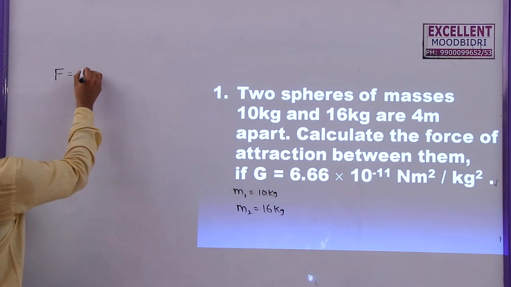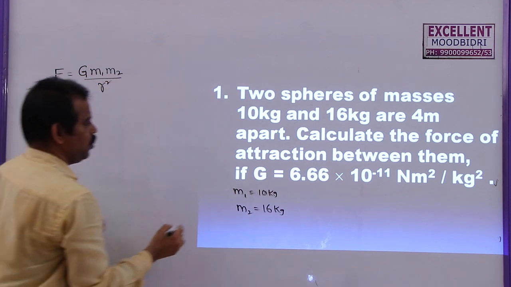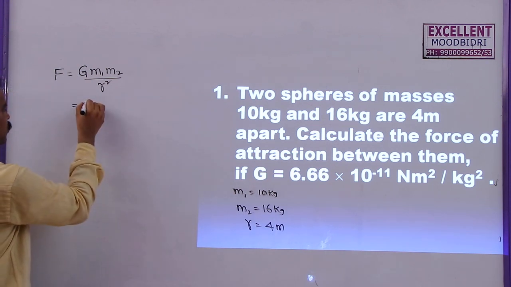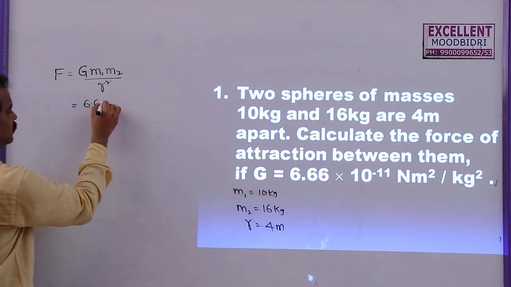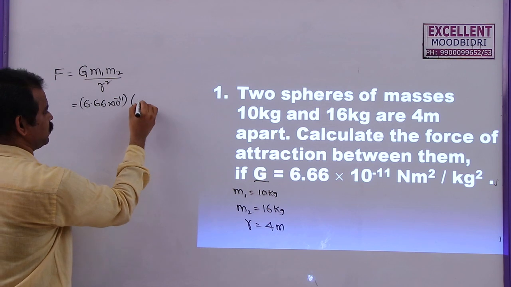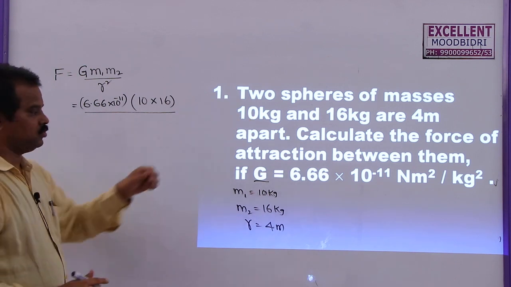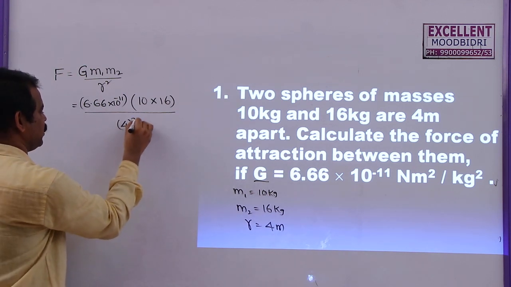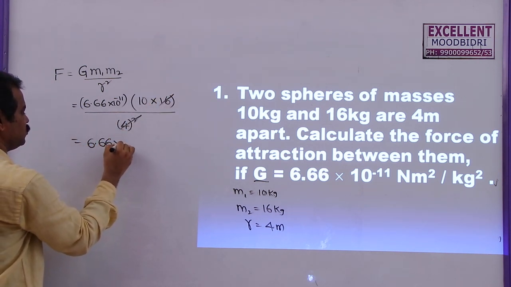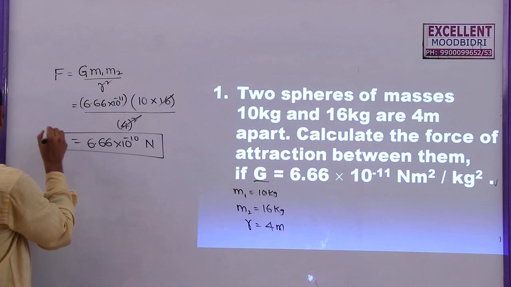Now the formula is G m1 m2 by r square. What is the distance of separation here? This is 4 meters. So now let's substitute these values. 6.67 into 10 power minus 11, the capital G value is given here. Product of the masses, 10 kg into 16 kg, by the distance between them, which is 4. This is in meters, so directly you can write 16. So the 16 and 16 get cancelled. This will become 6.67 into 10 power minus 10. Force unit is Newton. So this is a very simple problem.